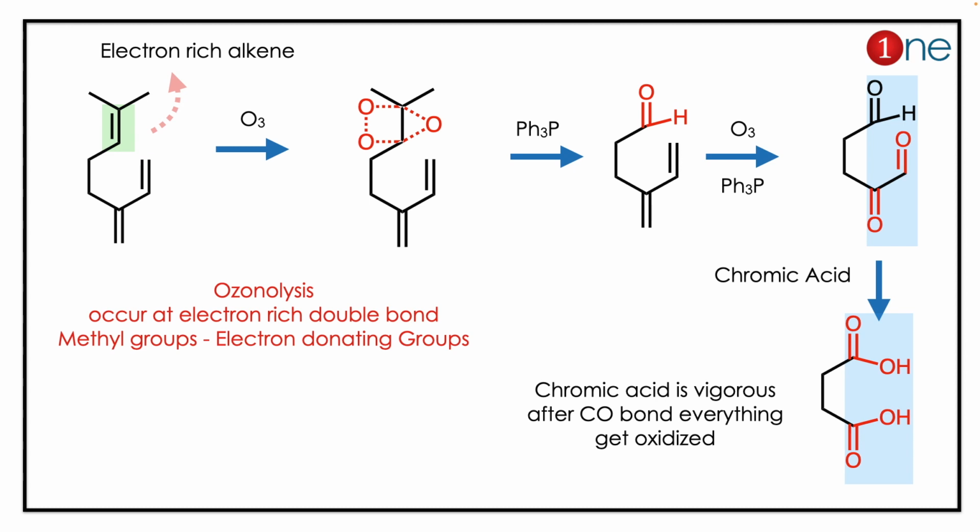You are reacting with chromic acid. Chromic acid is a very strong acid. It breaks everything after the carbonyl. So finally you have succinic acid. The concept you have to learn here is that Voss analysis always happens at the electron rich bond.